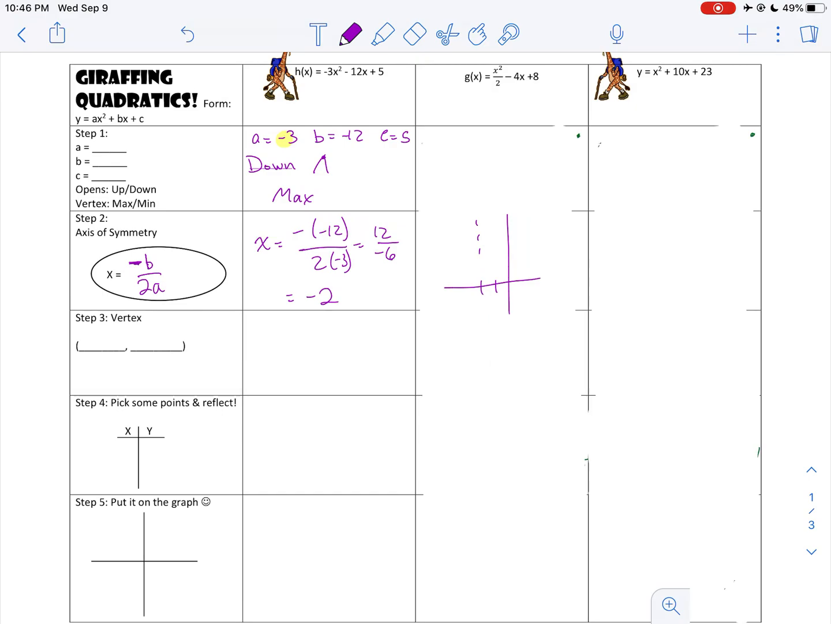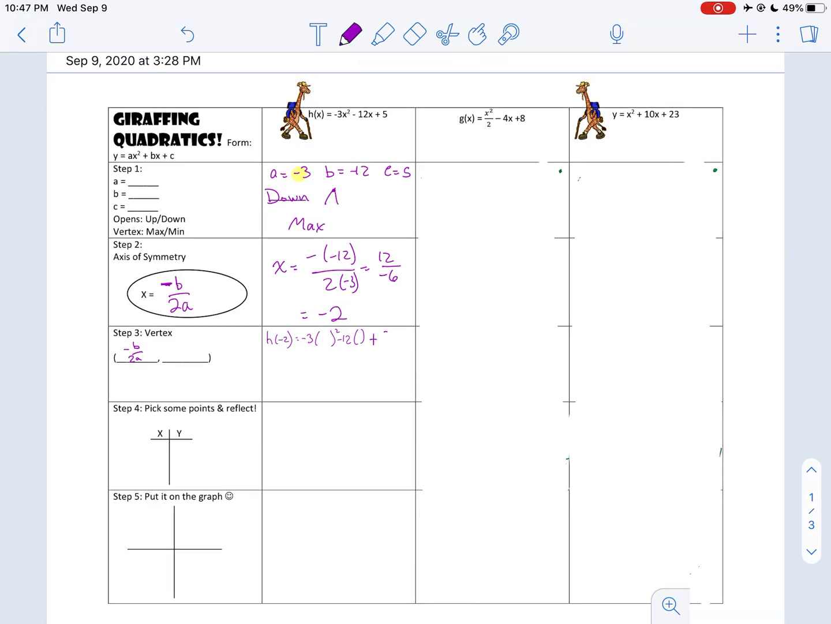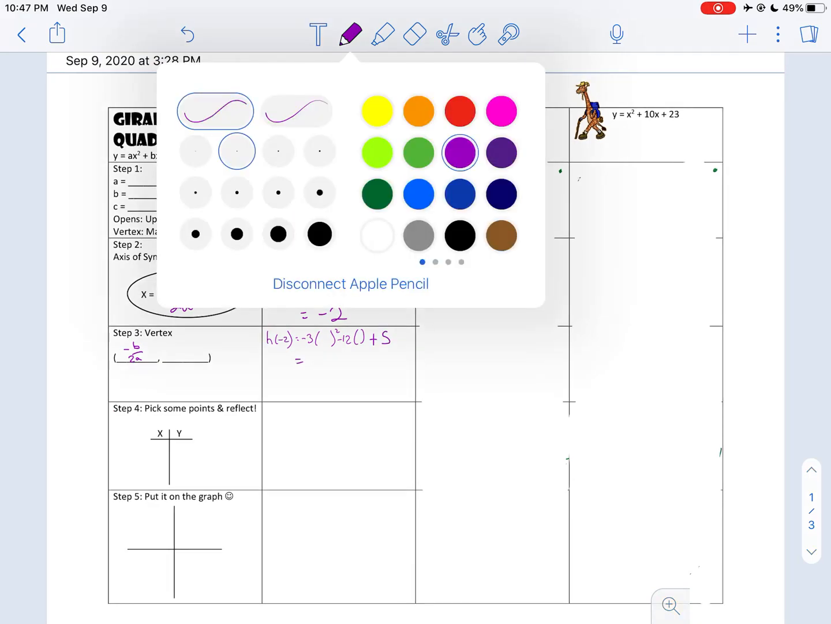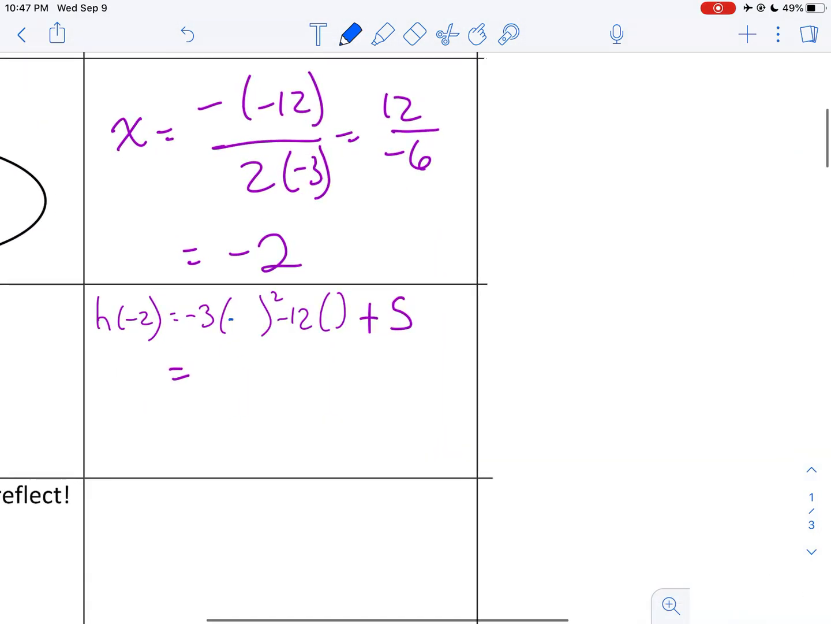Okay, so I'm going to remove that little chart. If I know the x value, I can find the y value, right? By plugging negative 2 into my equation. Negative 3 times x squared minus 12 times x, plus 5. Let me shrink this down. Okay, so I'm going to plug in negative 2 because that's my axis of symmetry.